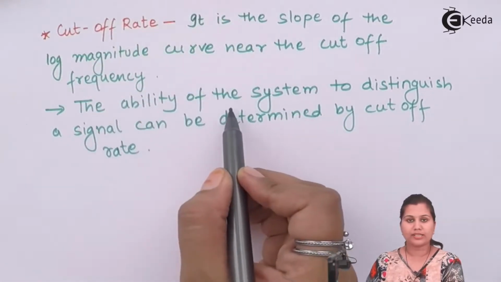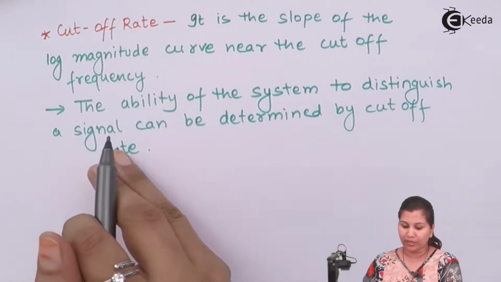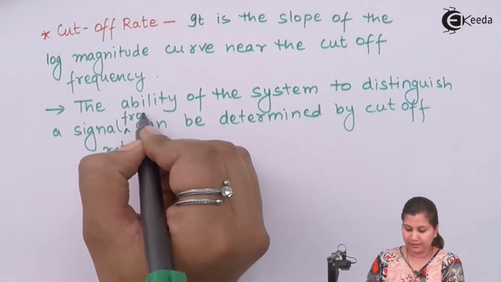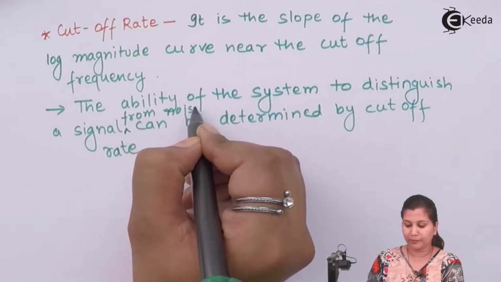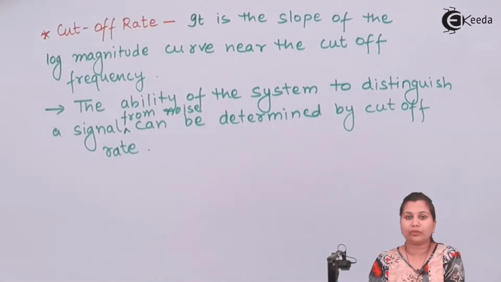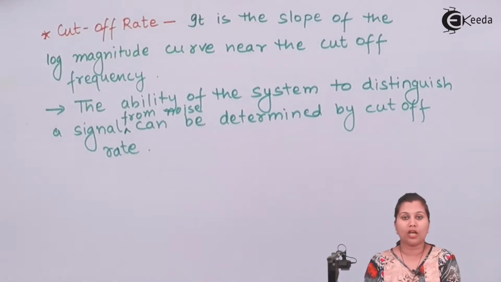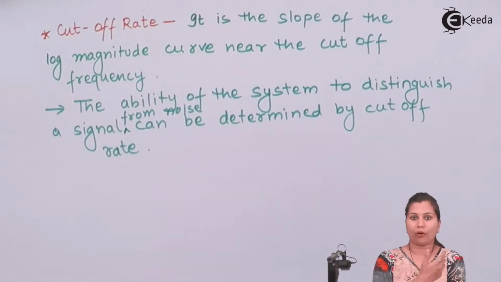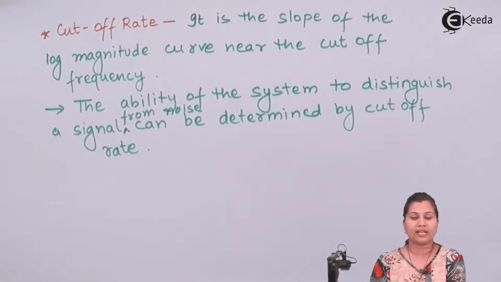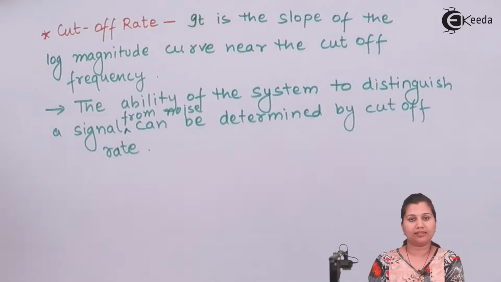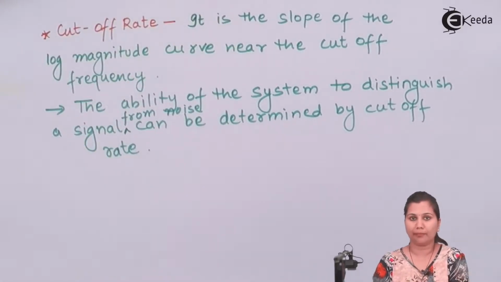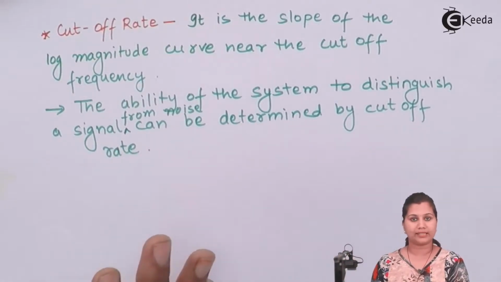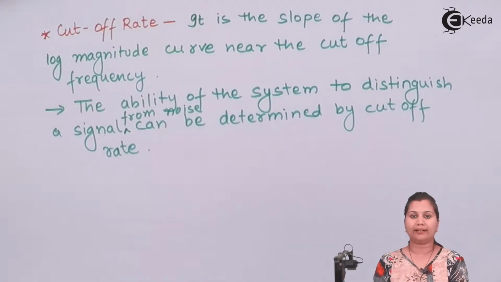Now, the ability of the system to distinguish a signal from the noise. A signal can be disturbed by other unwanted signals, and those unwanted signals are called noise. So whether the signal which is given to the system is the proper input signal or a noise, to differentiate between the signal and the noise, this cutoff rate is important. So using this cutoff rate, the system can distinguish between a signal and a noise.